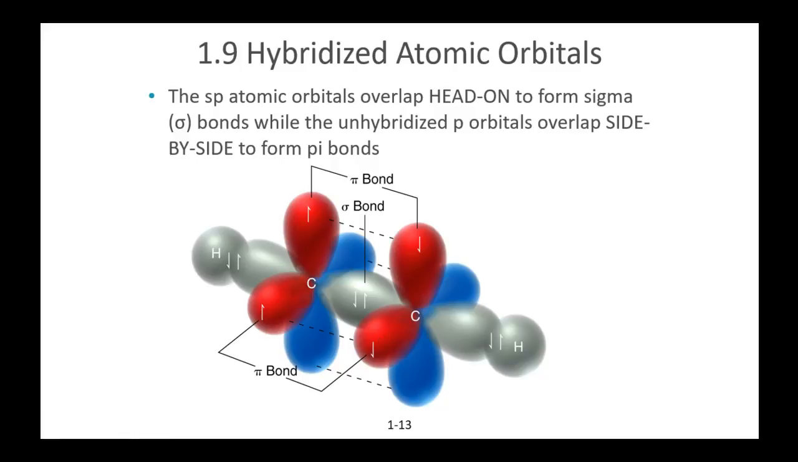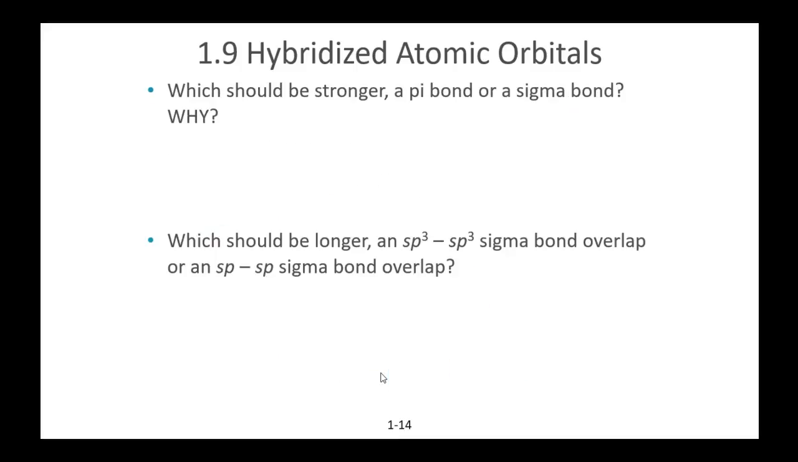Now the triple bond ultimately consists of a sigma bond, and that's from a head-on overlap of the sp orbitals from the 2 carbon atoms, and 2 pi bonds formed by the parallel overlap of the unhybridized p orbitals from the carbon atoms. So let's ask ourselves a couple questions here. First of all, which should be stronger, a pi bond or a sigma bond? We've already addressed this issue earlier on. In sigma bonds, there's substantially more overlap of the orbitals than is the case for a pi bond. So in general, sigma bonds are stronger than pi bonds.